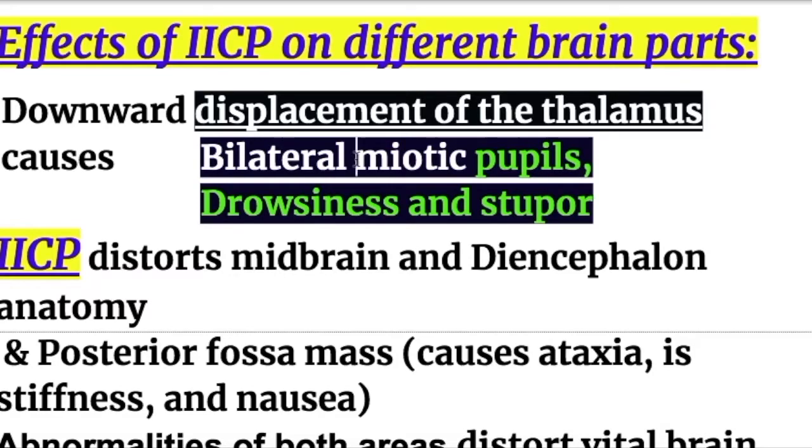The oculomotor nerve supplies pupillary constrictors on both sides, and it forms the efferent limb, or the motor limb, for the pupillary light reflex. Increased stimulation or irritation causes miotic pupil bilaterally, drowsiness and stupor.